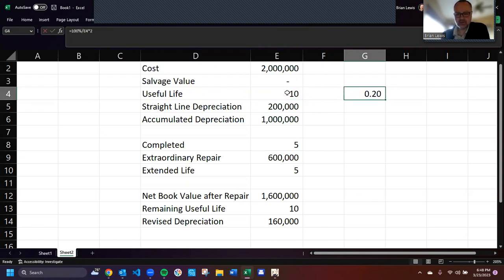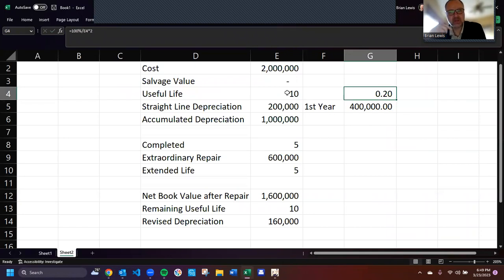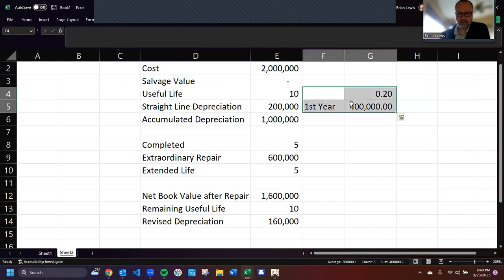So your first year depreciation is going to be your cost times that value, $400,000 instead of $200,000. But then you have to apply this percentage to the beginning value for the next year. So I did a video on this as well. Make sure you review that and let me know if you have any questions.